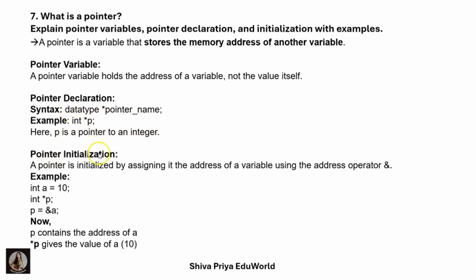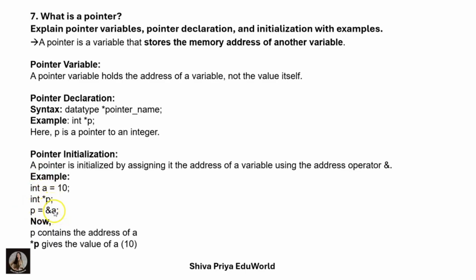How to initialize the pointers? A pointer is initialized by assigning it the address of the variable using the address operator, that is ampersand. By using the address operator, I can easily assign the address of a variable. Let us see an example. I have taken int a is equal to 10. Star p, here I have declared. How to initialize: p is equal to address of a.